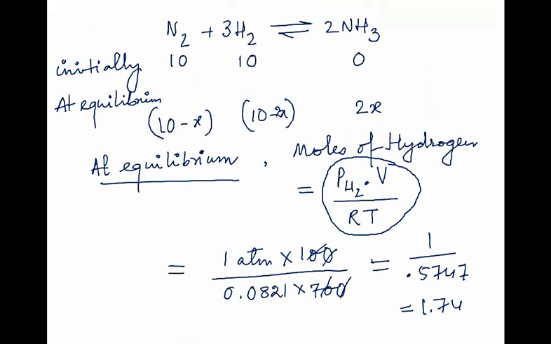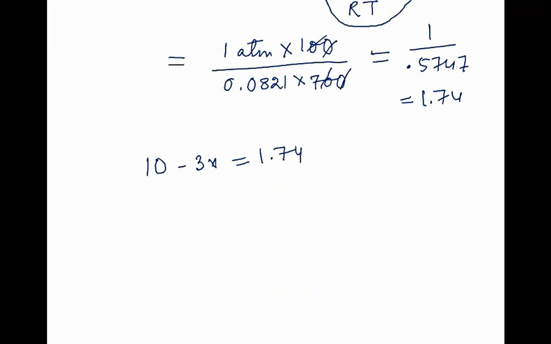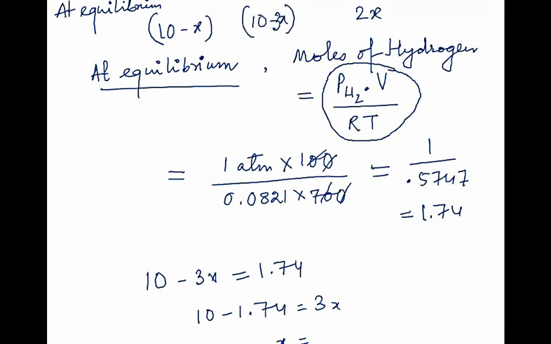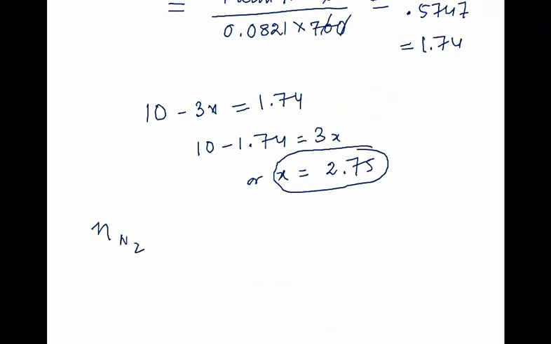This will be 10 minus 3x, I'm sorry. So 10 minus 3x is equal to 1.74. Therefore we can say that 10 minus 1.74 is equal to 3x, or we have the value of x to be equal to 2.75. Therefore the number of moles of nitrogen is equal to 10 minus x, which is equal to 10 minus 2.75, which is equal to 7.25.